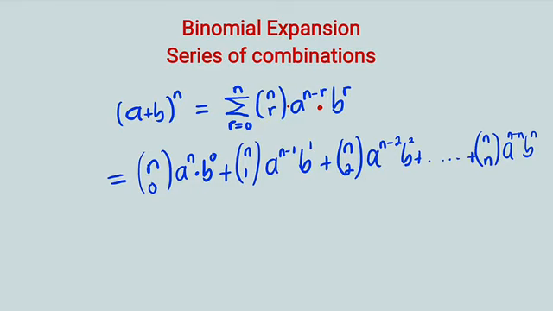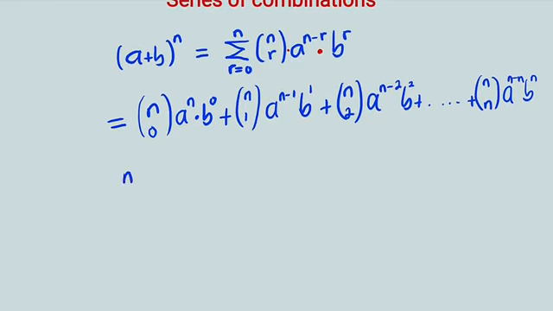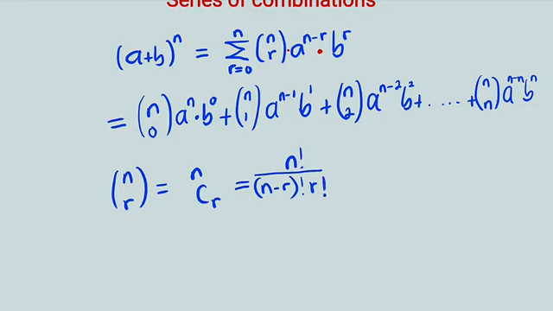And one thing you should know is that n combination r can also be written as nCr, which is defined as n factorial divided by n minus r factorial, then r factorial. So this is the definition of combination.